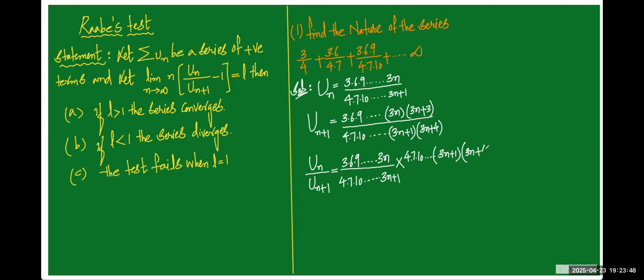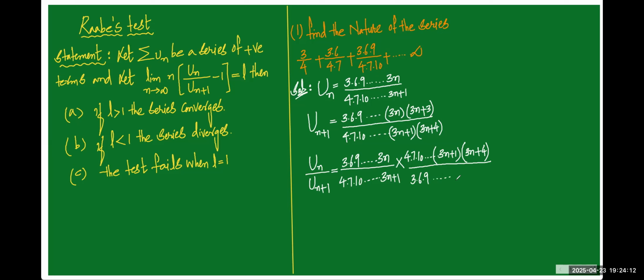3n plus 4. Sir, one doubt. Yes. Sir, since you told about proper and improper fractions, how would we know in this question that we have to take un by un plus 1 instead of un by vn? We cannot take vn now, because vn means the highest power of n, and there is no n.